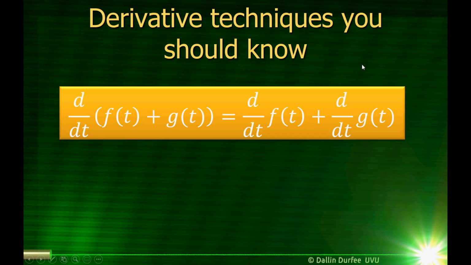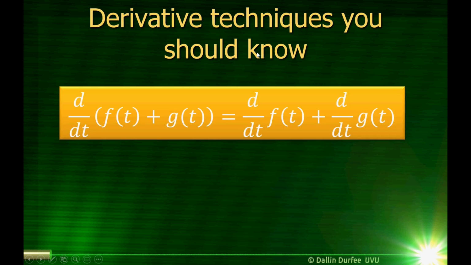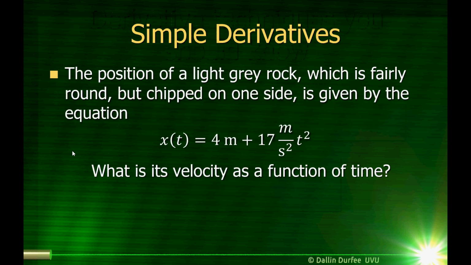So here's a technique you should know. The derivative of a function plus another function is just the derivative of the one function plus the derivative of the other function, right? We said the derivative of c plus dt plus gt squared is just the derivative of c plus the derivative of dt plus the derivative of gt squared. So I can break up derivatives of sums and just do the sum of derivatives, right? Another trick you should know is that the derivative of a constant times something is just the constant times the derivative of the something. So constants can just come right out of the derivative. Those are two things you should know about when you do derivatives.